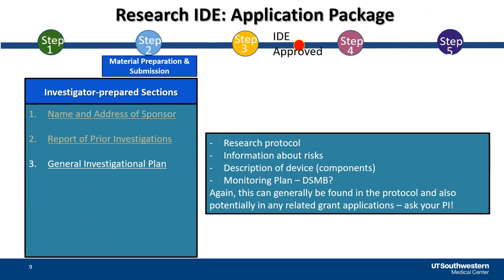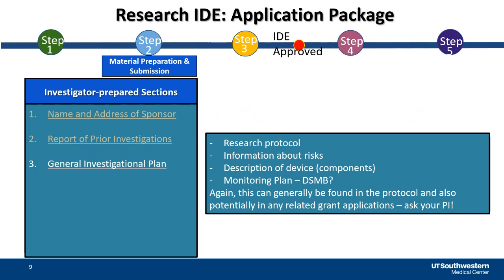This ties in also to the monitoring plan and the DSMB. So the DSMB is the Data Safety and Monitoring Board. You may well have been assigned a DSMB already because they want some oversight over your research. But if you have not been assigned a DSMB, you can talk to your PI about potentially putting a DSMB together. This is another way of showing the FDA that you're taking the risks and safety of your participants really seriously, and they really like to see that study teams are taking this into account.